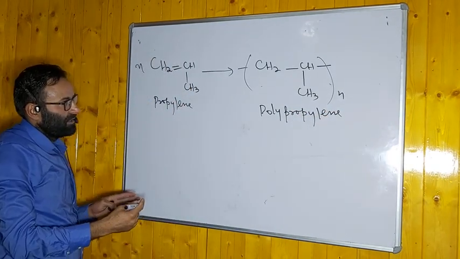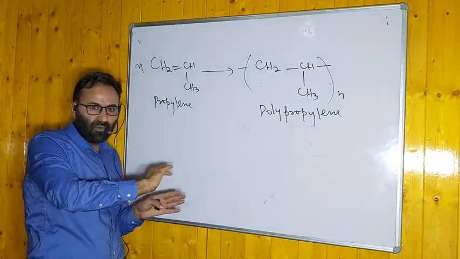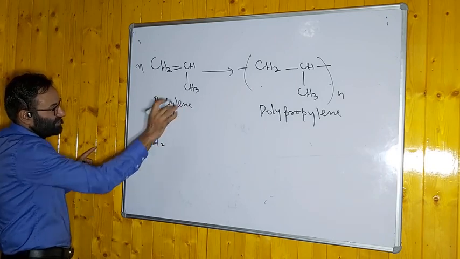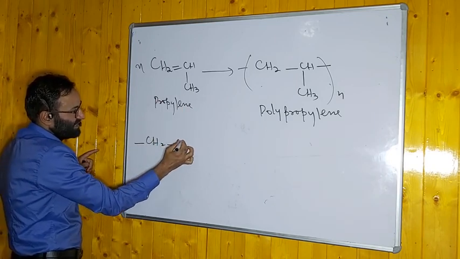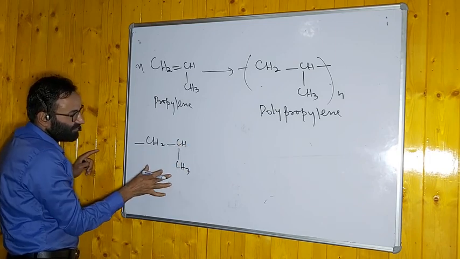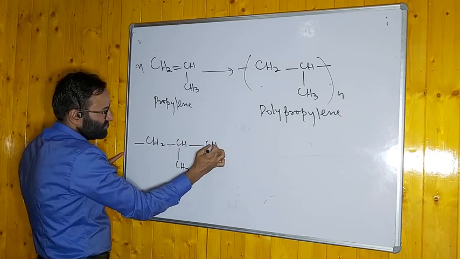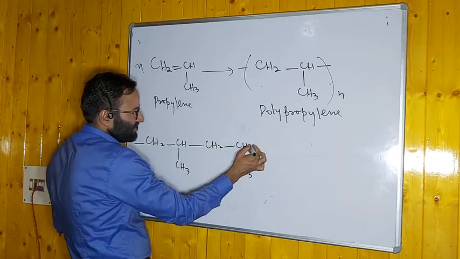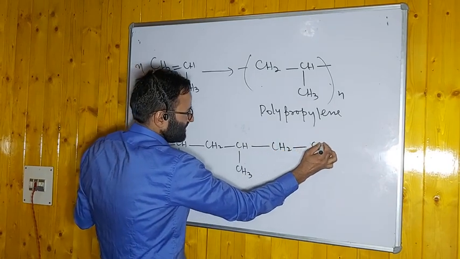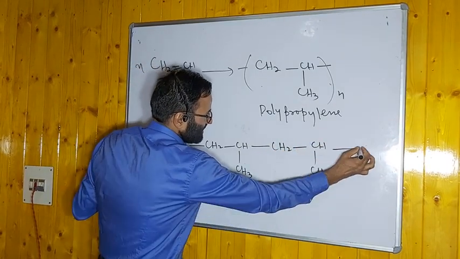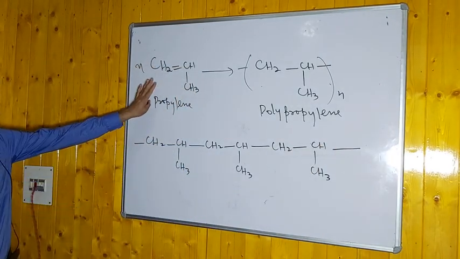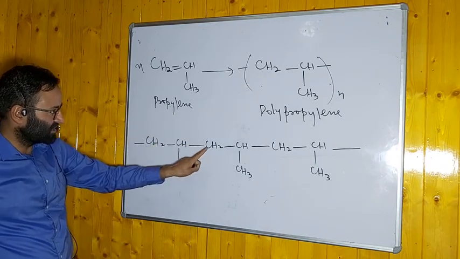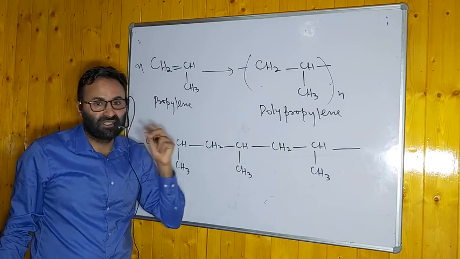Now we will mention a polymeric chain of polypropylene. How can you represent it? First you mention CH2, CH, CH3. This is the repeating structural unit. Then you have another repeating structural unit, CH2, CH, CH3. This is the polymeric chain: CH2, CH, CH3, CH2, CH, CH3, CH2, CH, CH3.